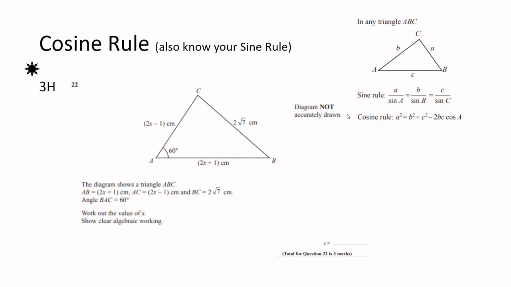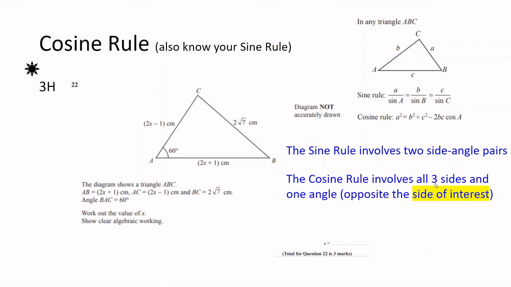But the way that we decide whether we're using the sine rule or the cosine rule is simply that the sine rule involves 2 side angle pairs. The sine rule has 3 fractions set out here, but you only need 2 of those fractions in order to form an equation. And the cosine rule involves all 3 side lengths, whether you have them all or you have 2 of them and you're looking for one of them, and 1 angle. Maybe you have that angle, or maybe that's the one thing that you're missing that you're looking for. And that angle should be opposite the side of interest.